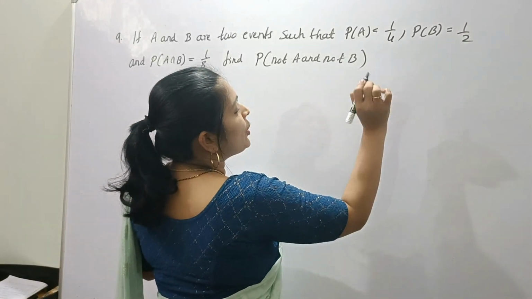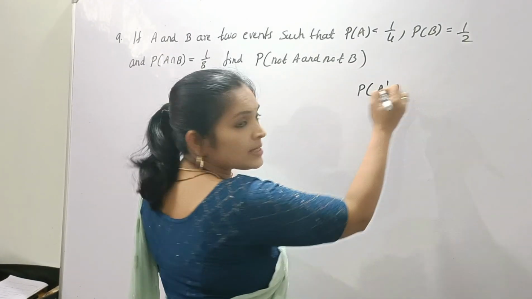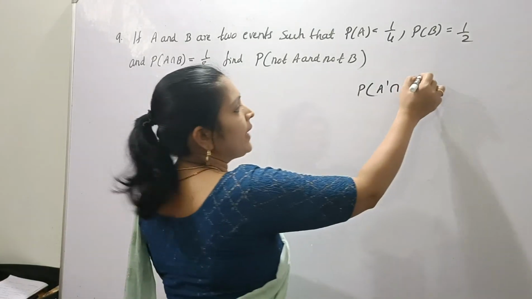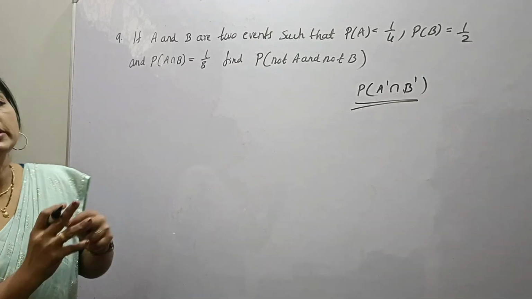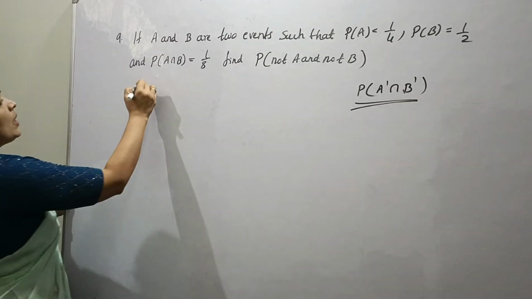Probability of not A means A complement, right? And intersection not B, B complement, right? So this one we have to find: probability of A complement intersection B complement. So first of all, let's write what are given.